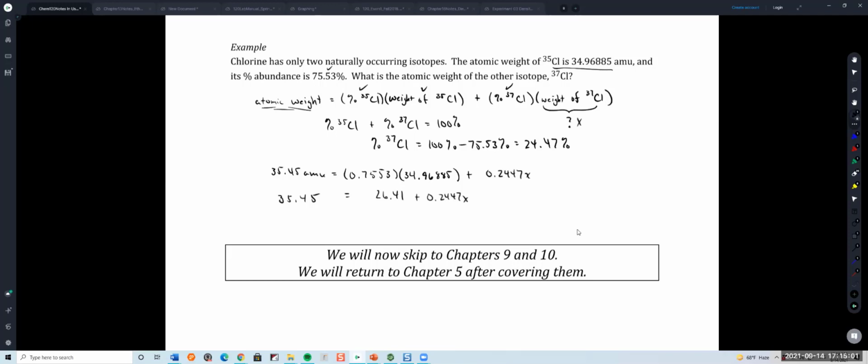And we have to round to what decimal place? We have to round to the hundredths, right? Hundredths when you subtract. So this would be 9.04. This is still in AMUs. Equals 0.2447x. So x would be 36.9.